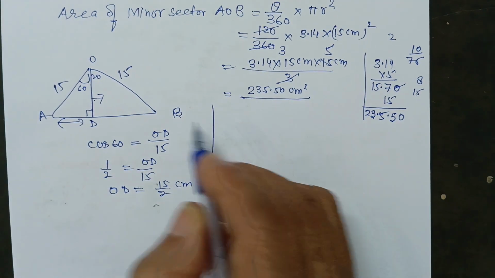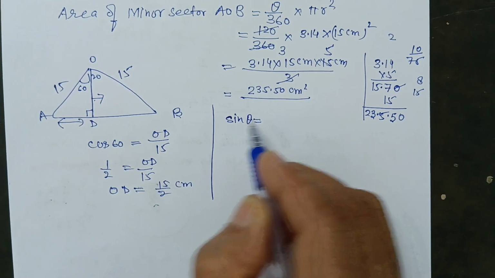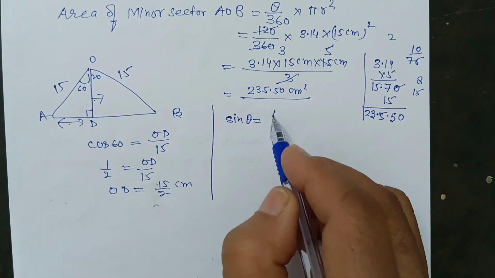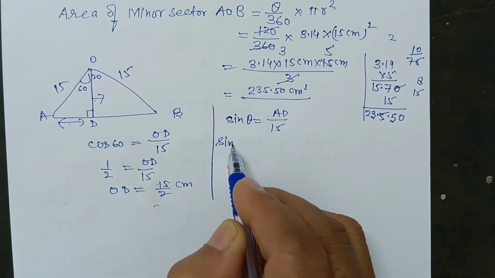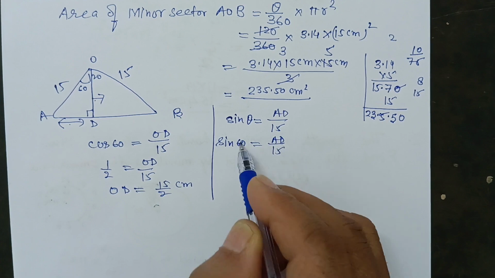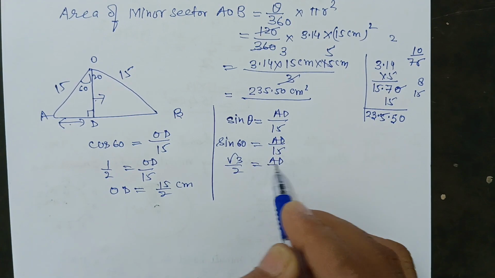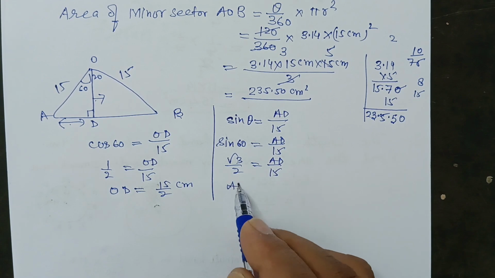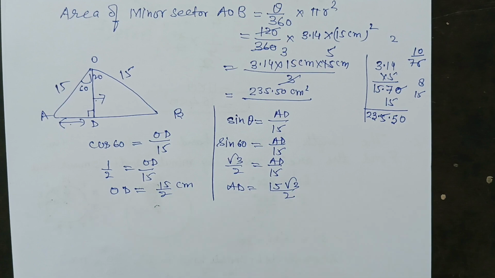Then using sine theta, that is perpendicular upon hypotenuse, so AD upon 15, and sine 60 is AD upon 15. The value of sine 60 is root 3 by 2, so AD by 15 equals root 3 by 2. AD will be 15 root 3 by 2. Now using these two dimensions here.